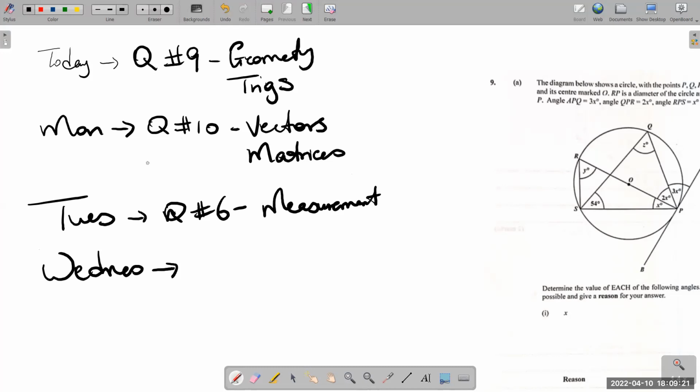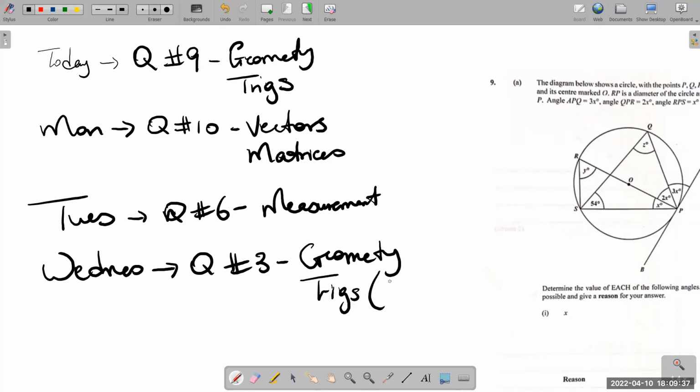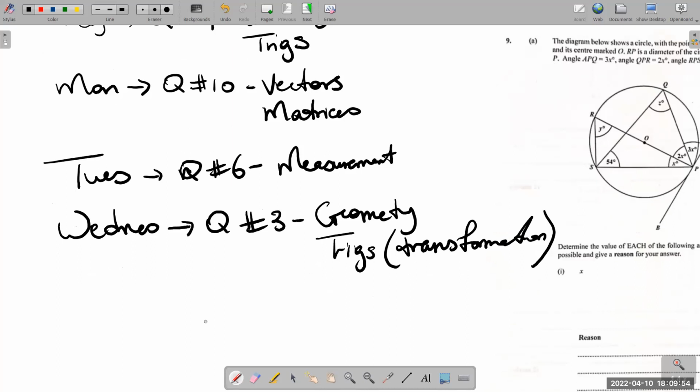Then Wednesday is question number 3. We have not done question 3 either. This is geometry, the basic geometry, and trigonometry as well. This usually involves transformations, which we will do using questions because it's 4 different types of transformations. And with practice of questions, we're going to learn and get used to those types of questions.